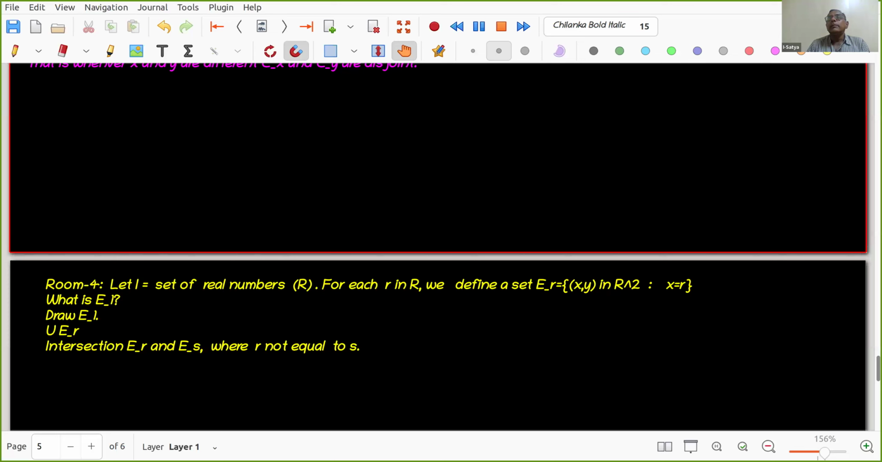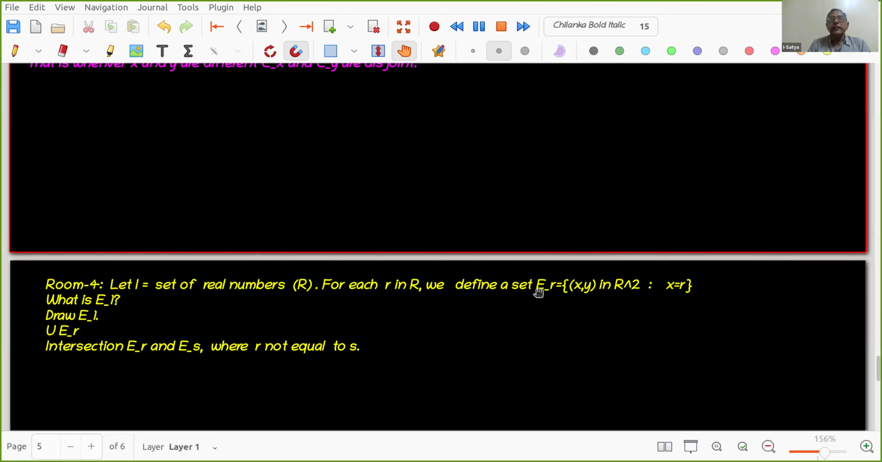What is E1? All the ordered pairs such that x equals 1. Okay, like that. Om Raj, are you clear about it? Yes. Okay. Can you tell me what is E3? Om Raj, what is E3? So E3.